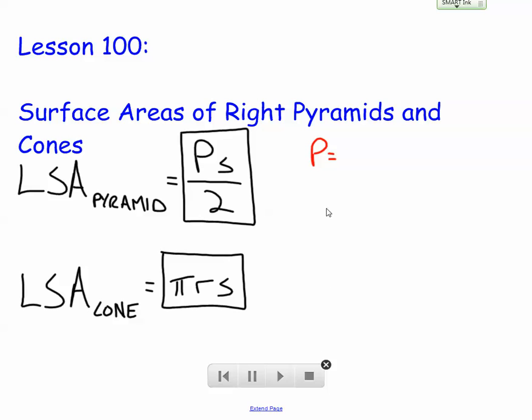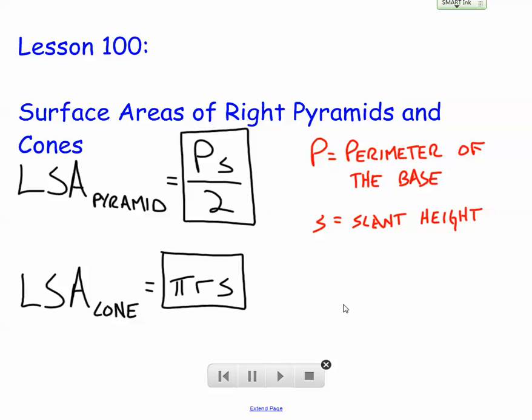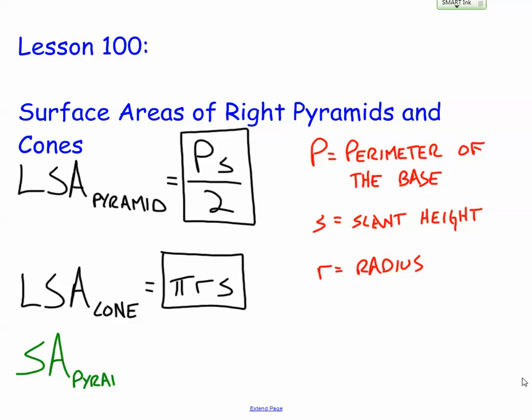Okay, one more time here. P is the perimeter of the base. S in both these equations is the slant height, and that's the distance from the apex down to the edge of the base. R is the radius, and when I say radius, I mean the radius of the base. So the surface area of a pyramid or cone would be the lateral surface area plus the area of the base.